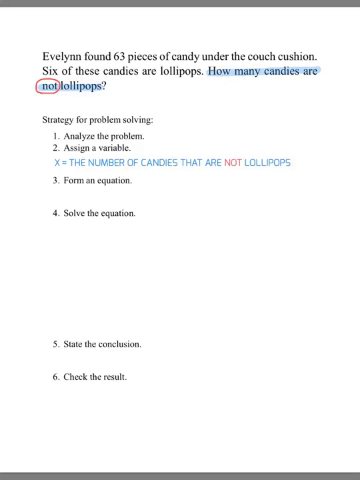So now that we have assigned the variable, let's continue analyzing the word problem. We know Evelyn found 63 pieces of candy under the couch cushion. We also know that 6 of these candies are lollipops. So there's 63 pieces total, and 6 of these are lollipops. So the 63 pieces of candy is equal to the sum of the lollipops and the candies that are not lollipops. Let me state that in a sentence.